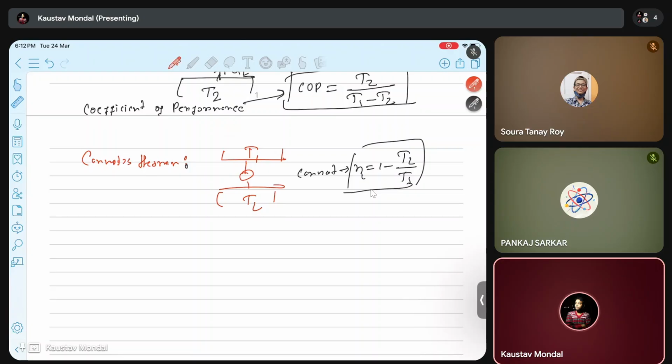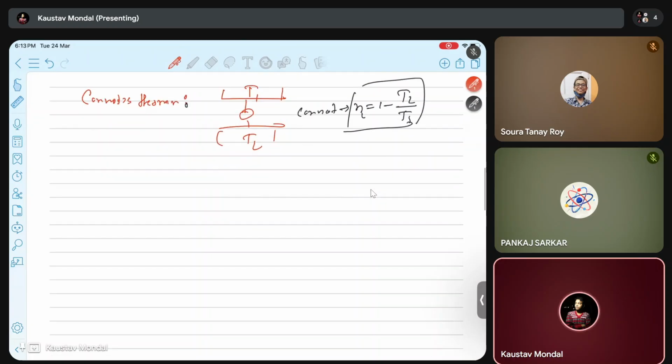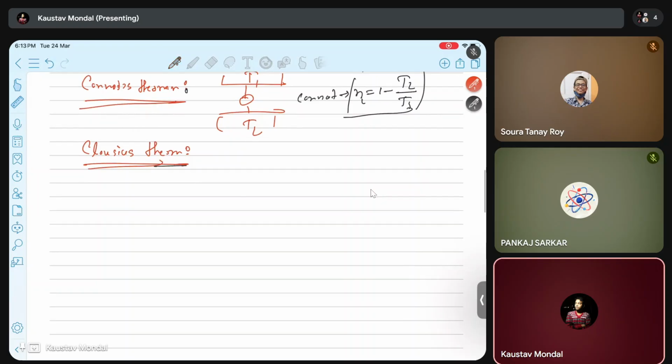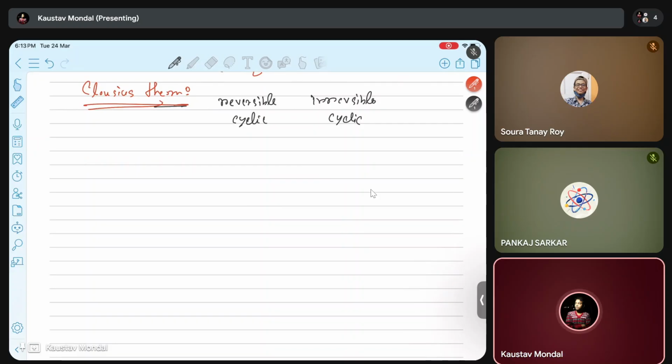Next is the Clausius theorem. According to the Clausius theorem, if there are two cyclic processes happening in a heat engine, one reversible and one irreversible, and the efficiency of the reversible cycle is denoted by eta r and that of the irreversible one by eta i, then eta r will always be greater than eta i. This is the statement of the theorem.